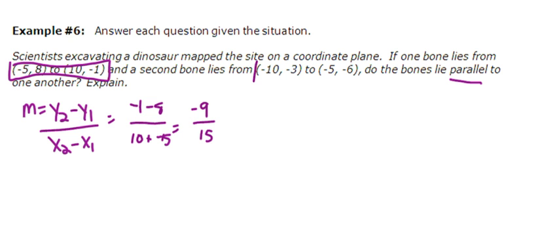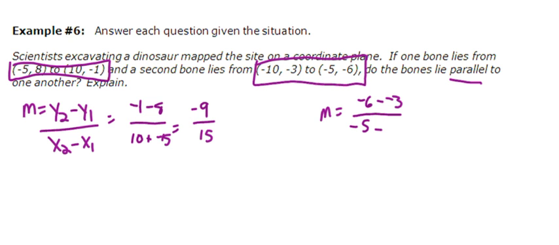Then I'm going to take the second bone and find the slope for that. So this one, it's -6 minus -3 over -5 minus -10. So these become pluses. -6 plus 3 is -3. -5 plus 10 is +5. So I have -9/15, and -3 over 5ths, or -3/5.